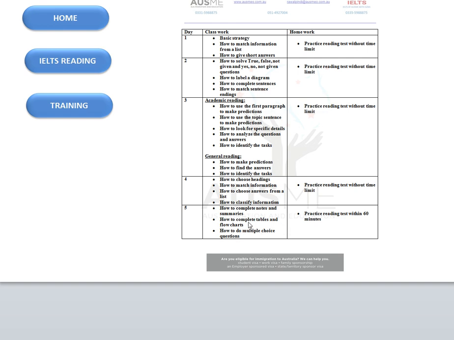In that, it's kind of like how you'll have tables and flowcharts in your listening test, but in this, you actually have to read the information and try to fill the tables and the flowcharts. And then lastly, we'll tell you how to do multiple choice questions. As you can see, we cover all the question types that you can get in the reading test. But on day 5, the difference here is you'll get another practice reading test, but it would be time bounded to the 60 minutes that you have.